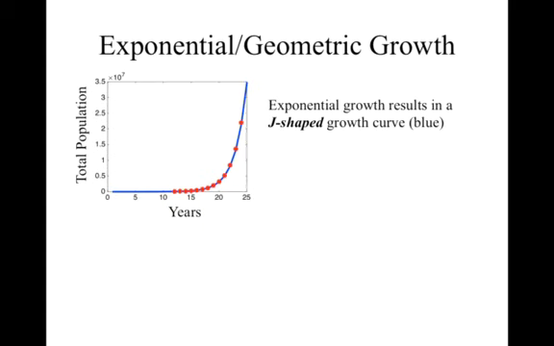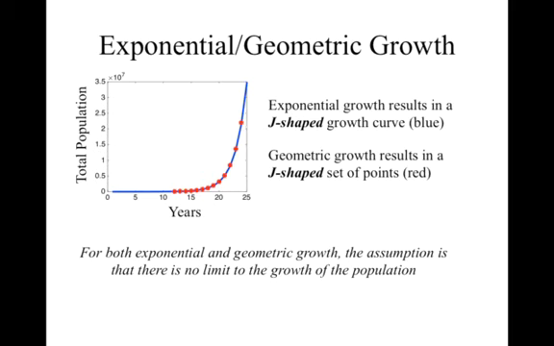Regardless, both of these types of growth result in sort of a J shape to the points of the curve. So with exponential growth, we get a J-shaped growth curve, and you can see how that blue line looks like a J. And with geometric growth, we get what we call a J-shaped set of points. You can see how those red dots sort of trace out a J.